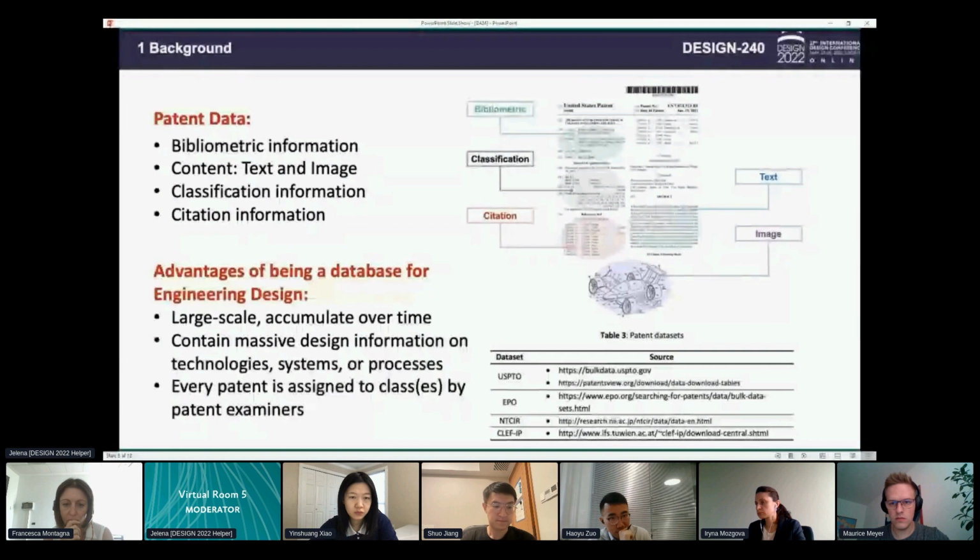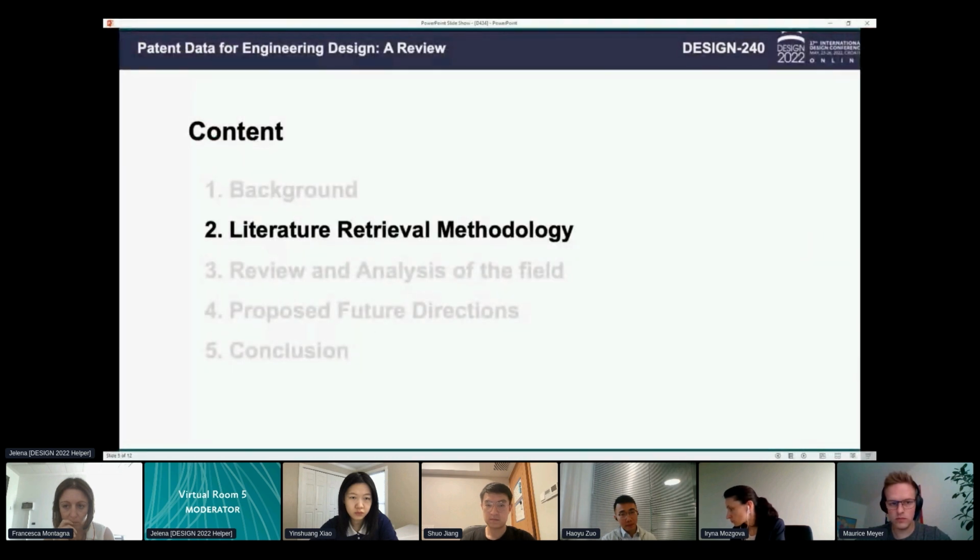There are mainly 3 advantages of using patent documents as databases for engineering design research. First, patent databases are natural large-scale repositories that accumulate over time as inventors file patent applications for their inventions. Second, patents contain massive design information on technologies, systems, or processes from all domains in both textual and visual forms. Moreover, every patent is assigned to one or more patent domain classes by examiners, which makes patent data ready for supervised machine learning applications. Let's go to our literature retrieval methodology.